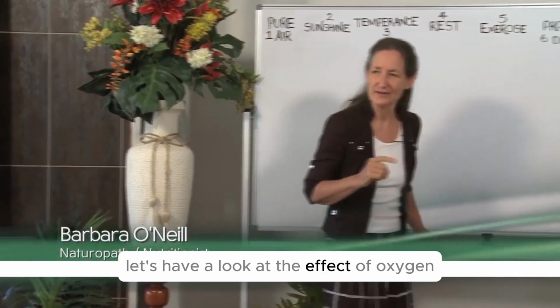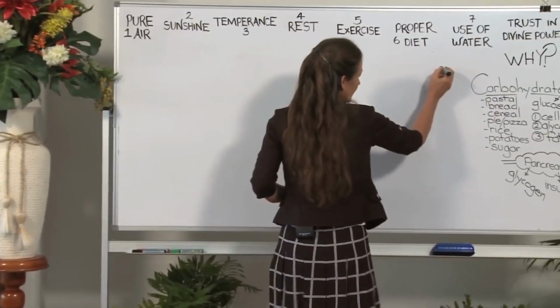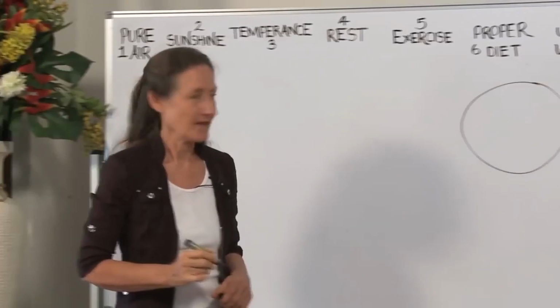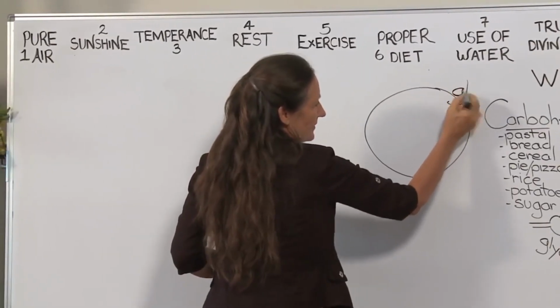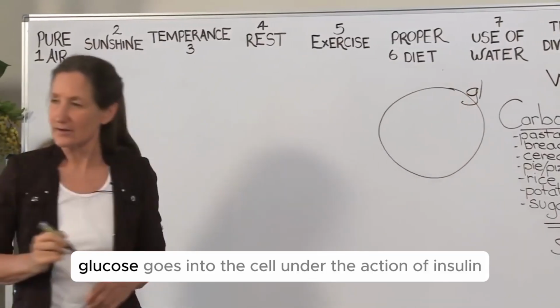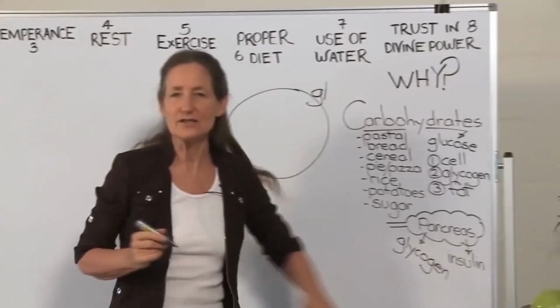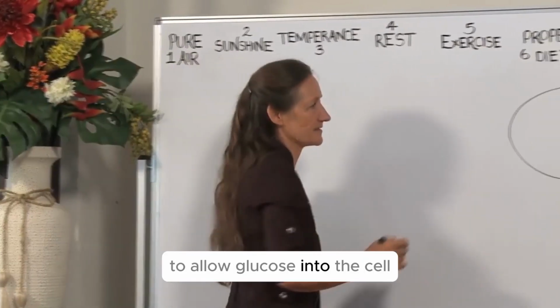Let's have a look at the effect of oxygen in the human body. Yesterday, I took you to the cell. I showed you how glucose goes into the cell. Glucose goes into the cell under the action of insulin. Insulin is like the key that unlocks the door to allow glucose into the cell.